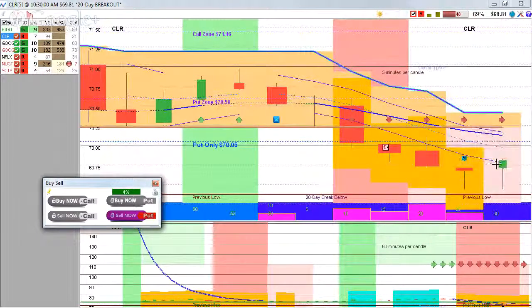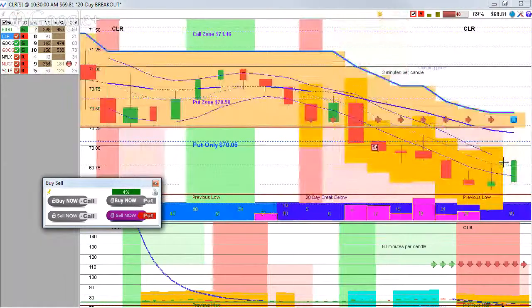And now we've changed to 5-minute candles. I'm just going to change it back so you get the same view. So that's an exit, and you walked away with 4%.